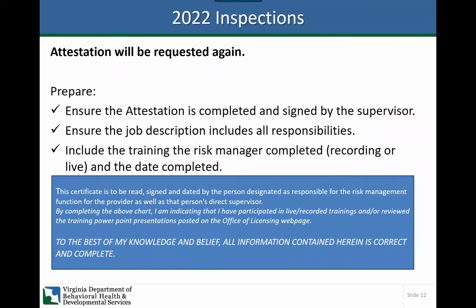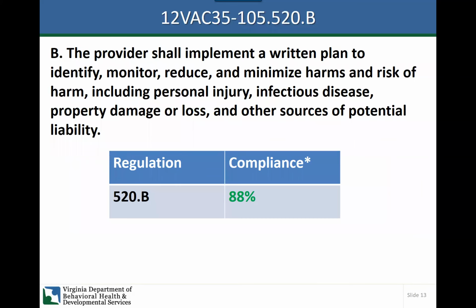We can go to the next slide then, which brings us to 520B, which, as you know, is about implementing a written plan, a risk management plan. So we are to have a written plan to identify, monitor, reduce, and minimize harms and risks of harm, including personal injury, infectious disease, property damage or loss, or other sources of potential liability. In this case, it's green, it's 88%.